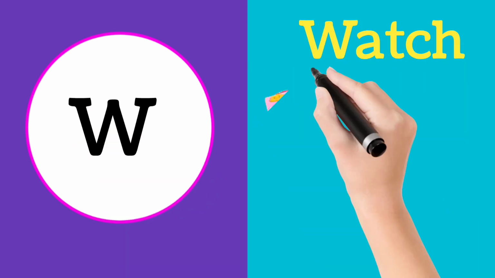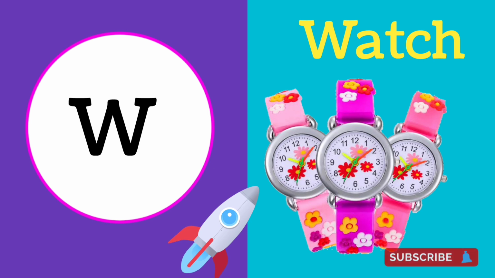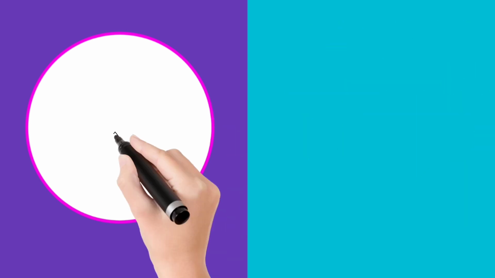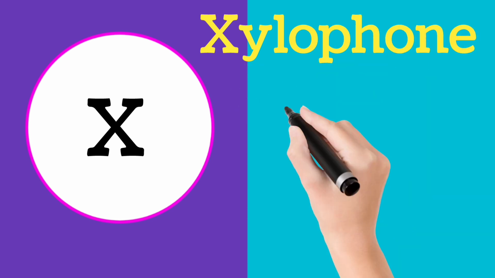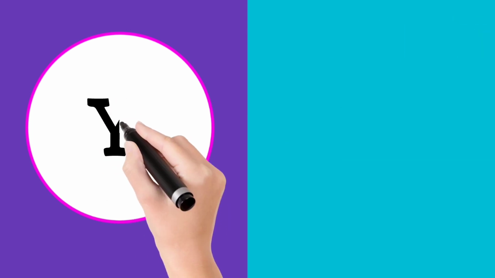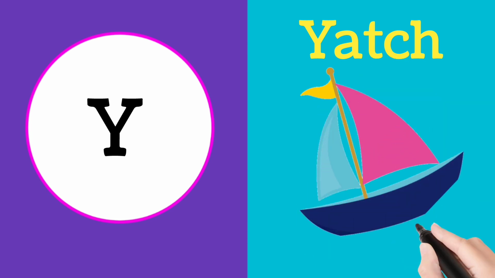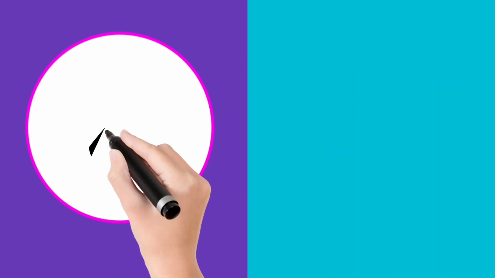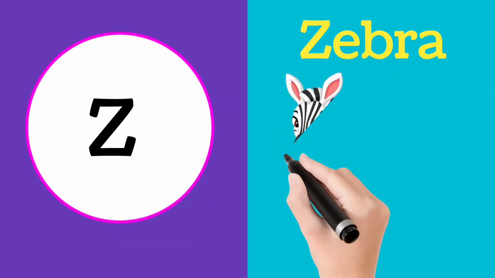W for watch. X for xylophone. Y for yacht. Z for zebra. Thank you.